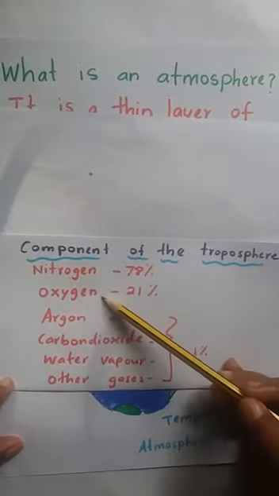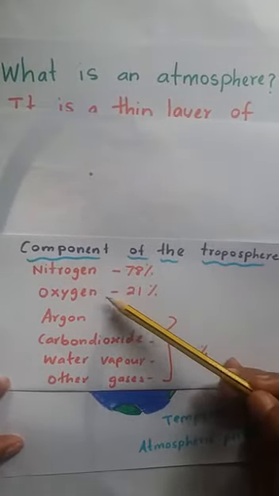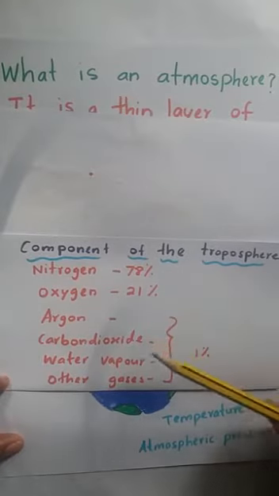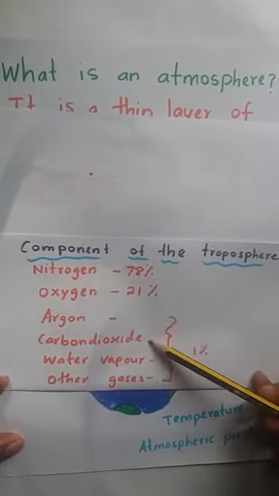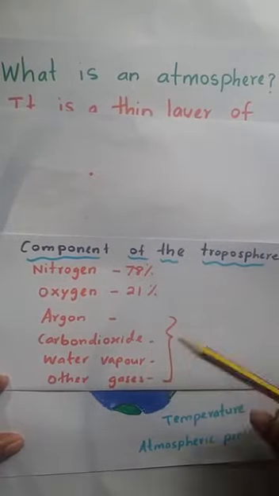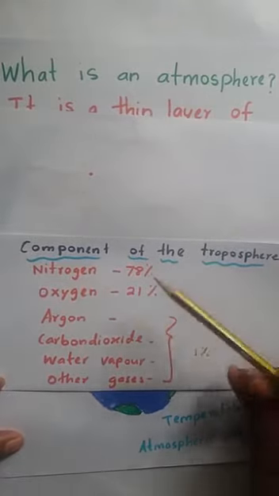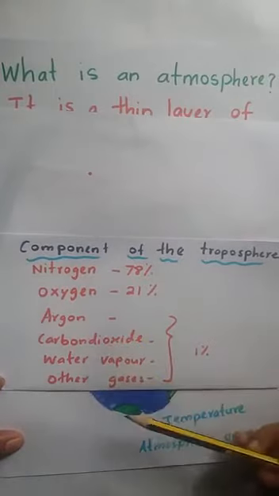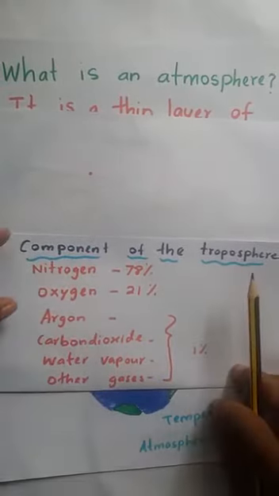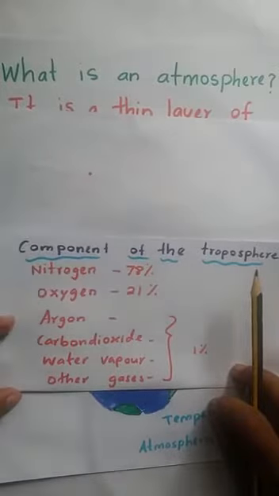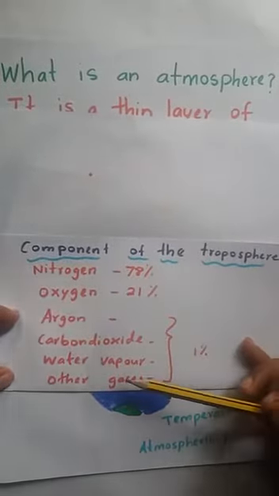As you know, oxygen is a gas that is very important for respiration. All living organisms depend on oxygen. Carbon dioxide is important for plants in order to make food. Then we also have argon, water vapor and other gases. So the atmosphere is very important because it has all these gases, right?